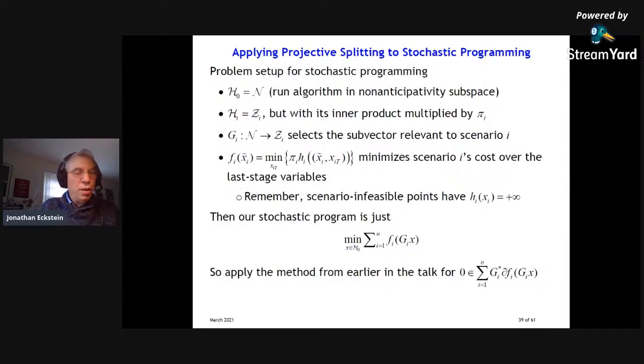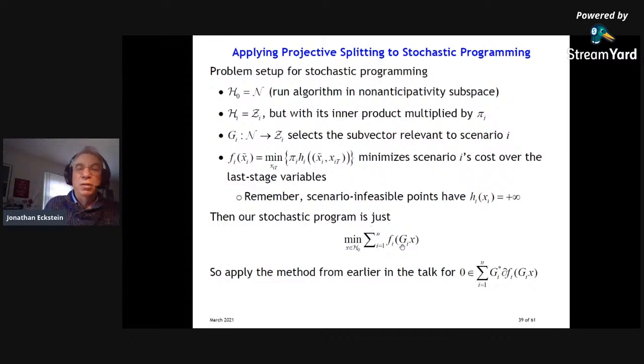Okay, and so it turns out now you can apply this. That's all right, kind of jammed a lot of stuff into not much time there, but you can solve stochastic programming this way. Okay, we set our master subspace to be this non-anticipativity subspace I talked about. Set the individual Hi to be the Z, which are the decision variables for scenario i, not including the last stage, and the inner prog multiplied by pi. The Gi is a linear map that just selects the scenario i variables out of this subspace. And then you define Fi here for each of the individual n functions. Each of them is just, you take all the variables except for the last stage, and then you just optimize over the last stage, and you multiply by pi.